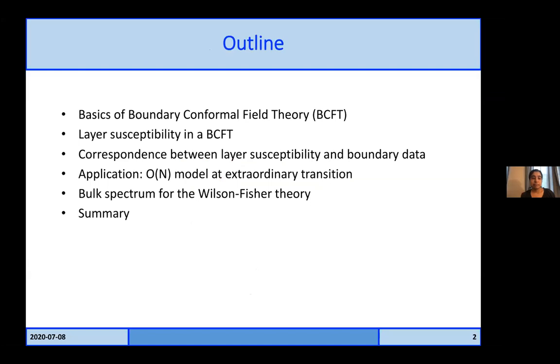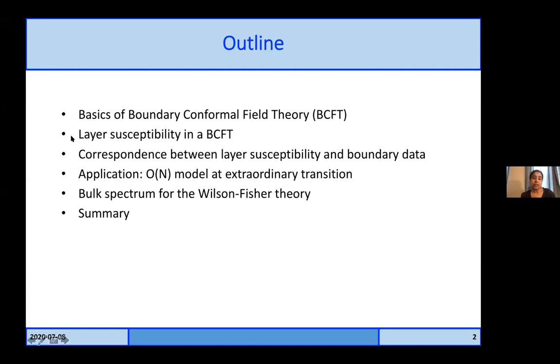So this is a brief outline of what I'll be talking about today. I'll begin with some basic concepts of boundary conformal field theory. This will give us some idea about the symmetries that we have when we break the conformal invariance by a boundary, and the tools that can be used to compute the data in such a theory.